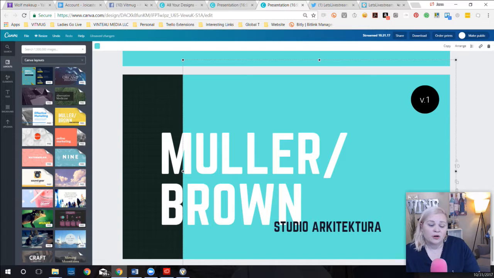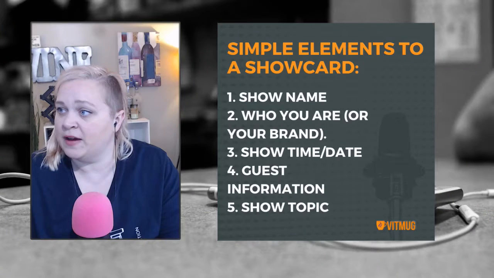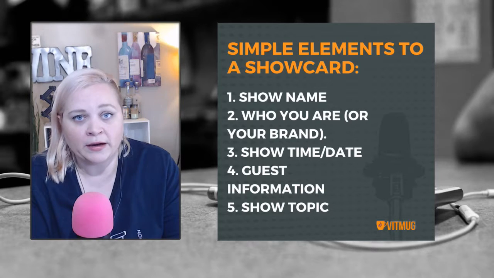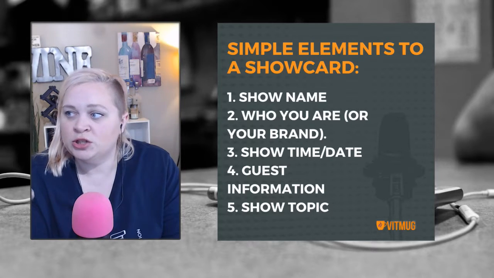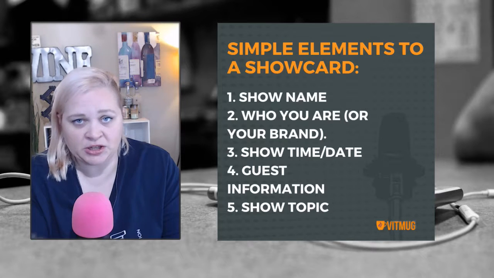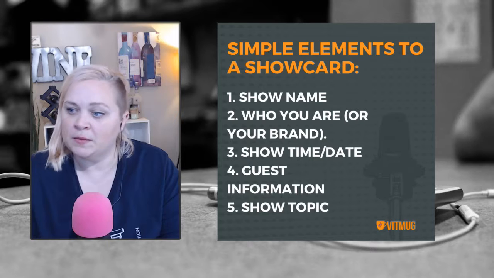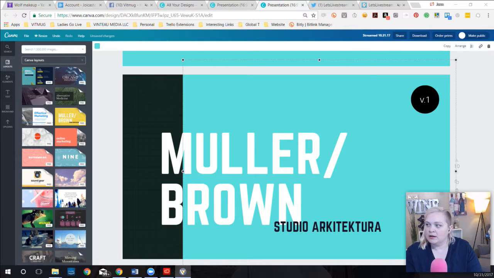From here, you want to work in those 5 elements, right? And I can switch back and I'll show you the 5 elements again. So you want your show name. You want who you are and your brand, including some colors, showtime date, guest information if you have it, and then show topic. So let me go back over to here, give this to you.